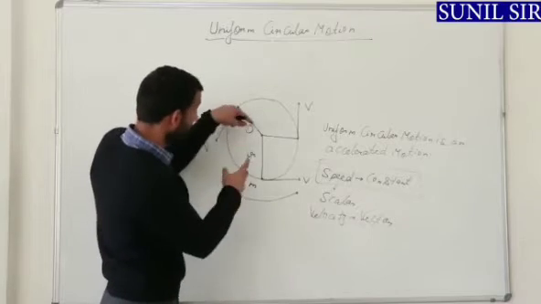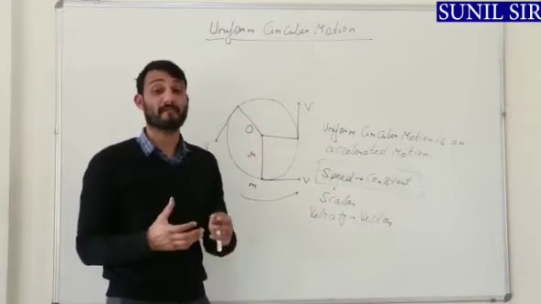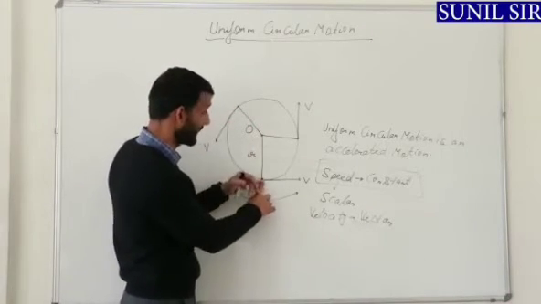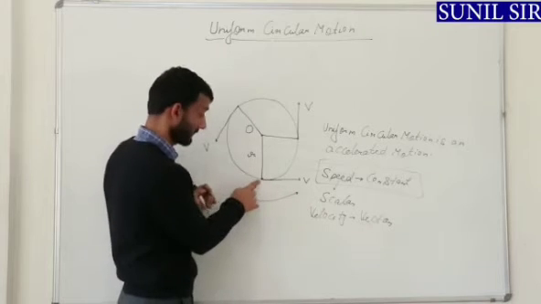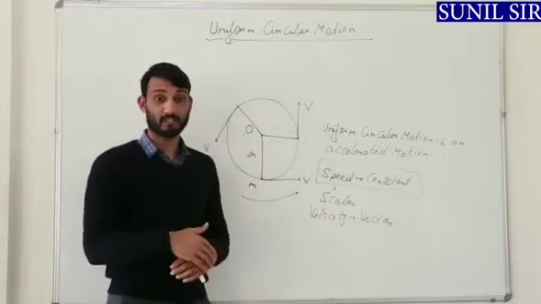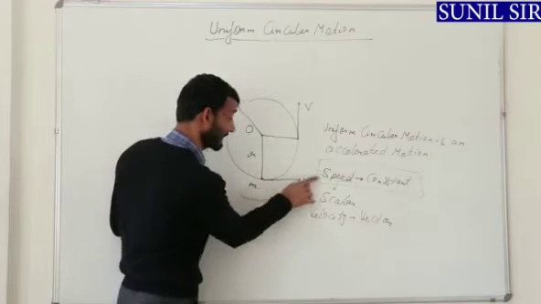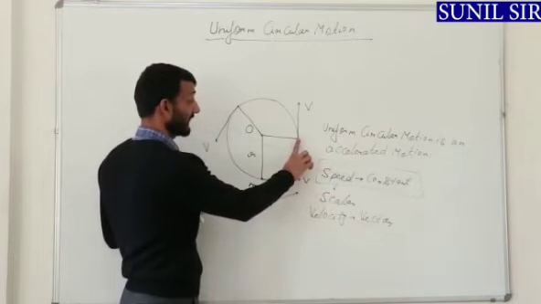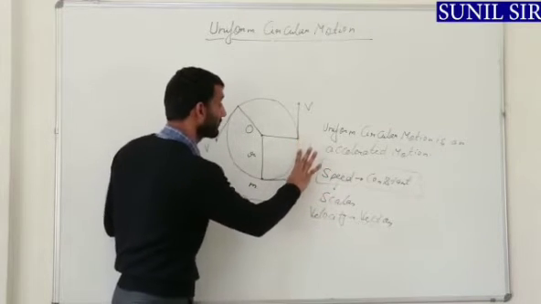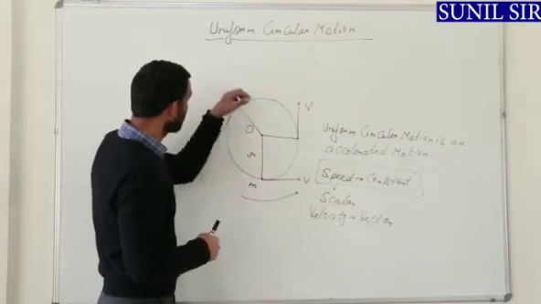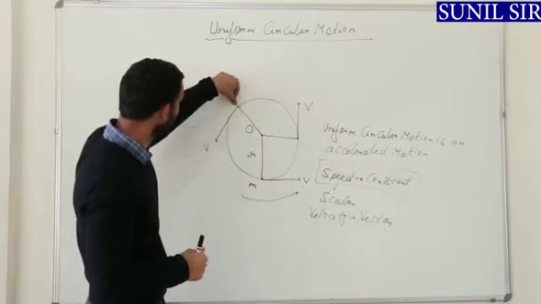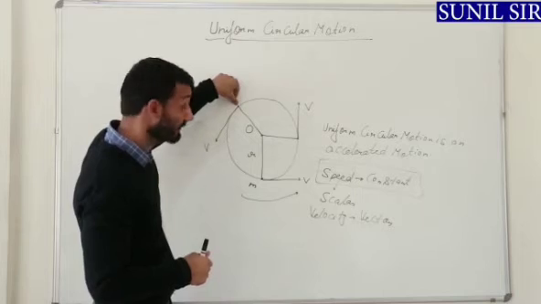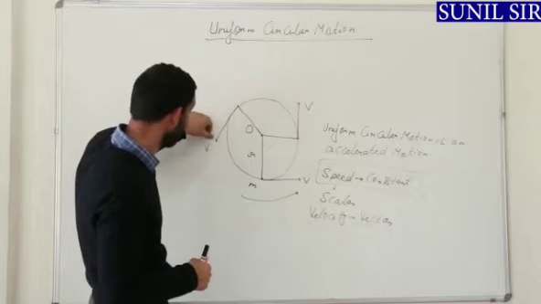How will it change? If you cut the thread at any instant of time, suppose the thread is cut at this point here, where will the object move? The object will fly like this. If the thread is cut at this point, the object will fly like this. If the thread is cut at this point, it will fly like this.